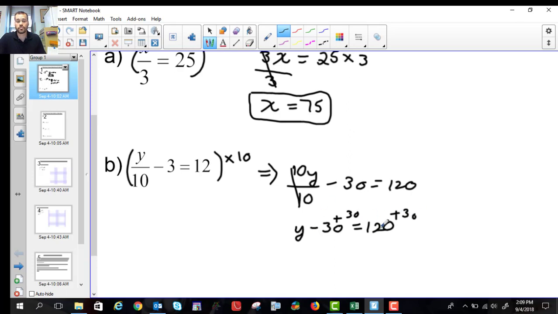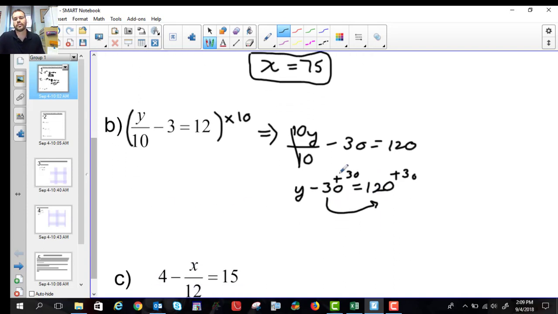You may have been taught to do it this way. You would have done that in grade 9, or you might be sort of one of those arrow people, which likes to bring the arrows and just indicate I'm bringing that to the other side and changing the sign. Either way, you end up adding 30 to 120 and getting 150. So your answer is 150. All right?